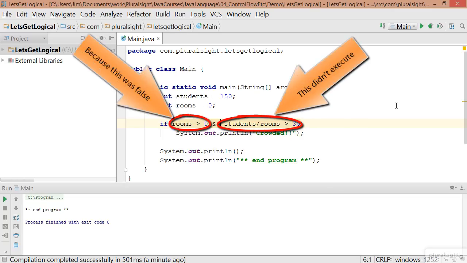If the left-hand side had been true, we would have also run the right-hand side to see if it was true. But once the left-hand side was false, we never even bothered running the right-hand side.